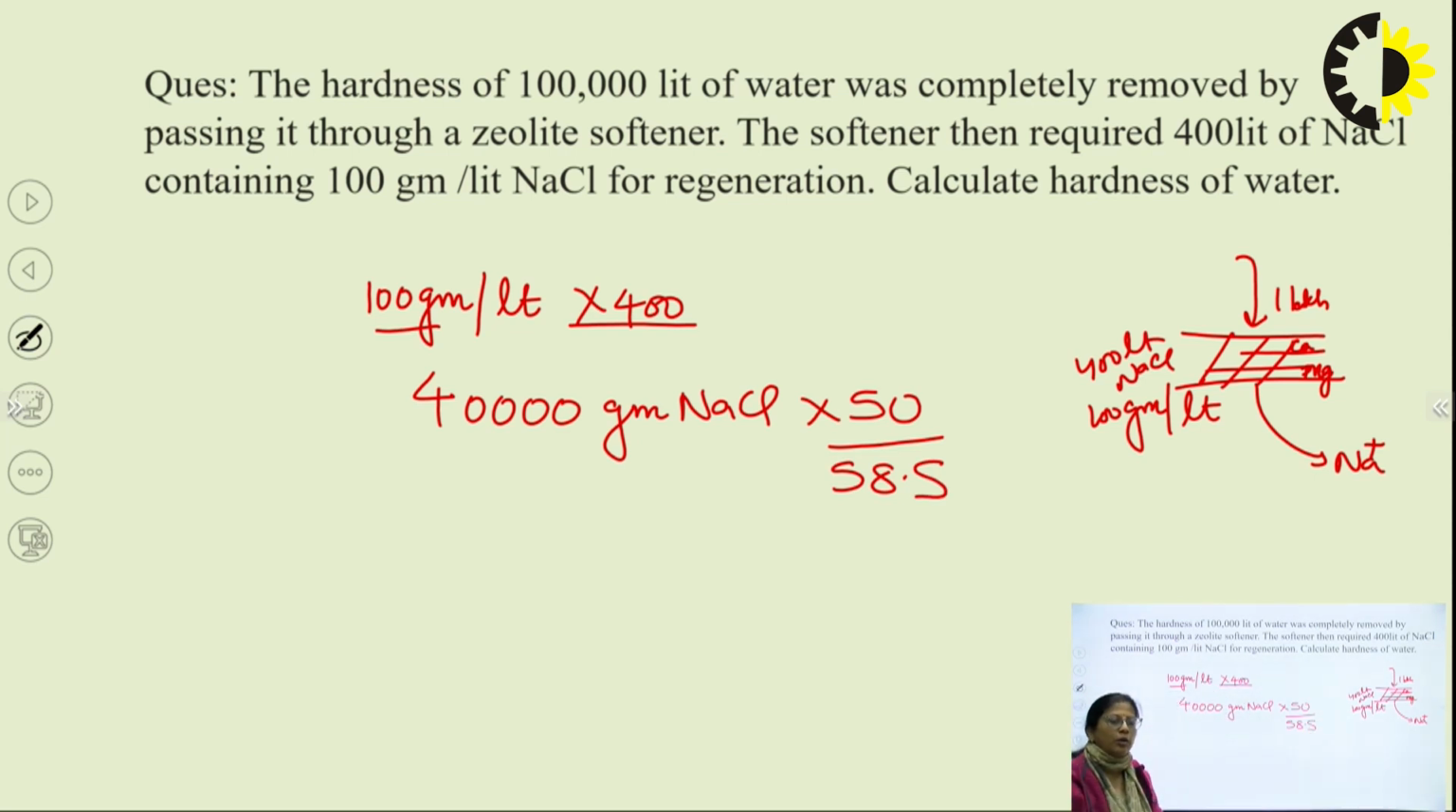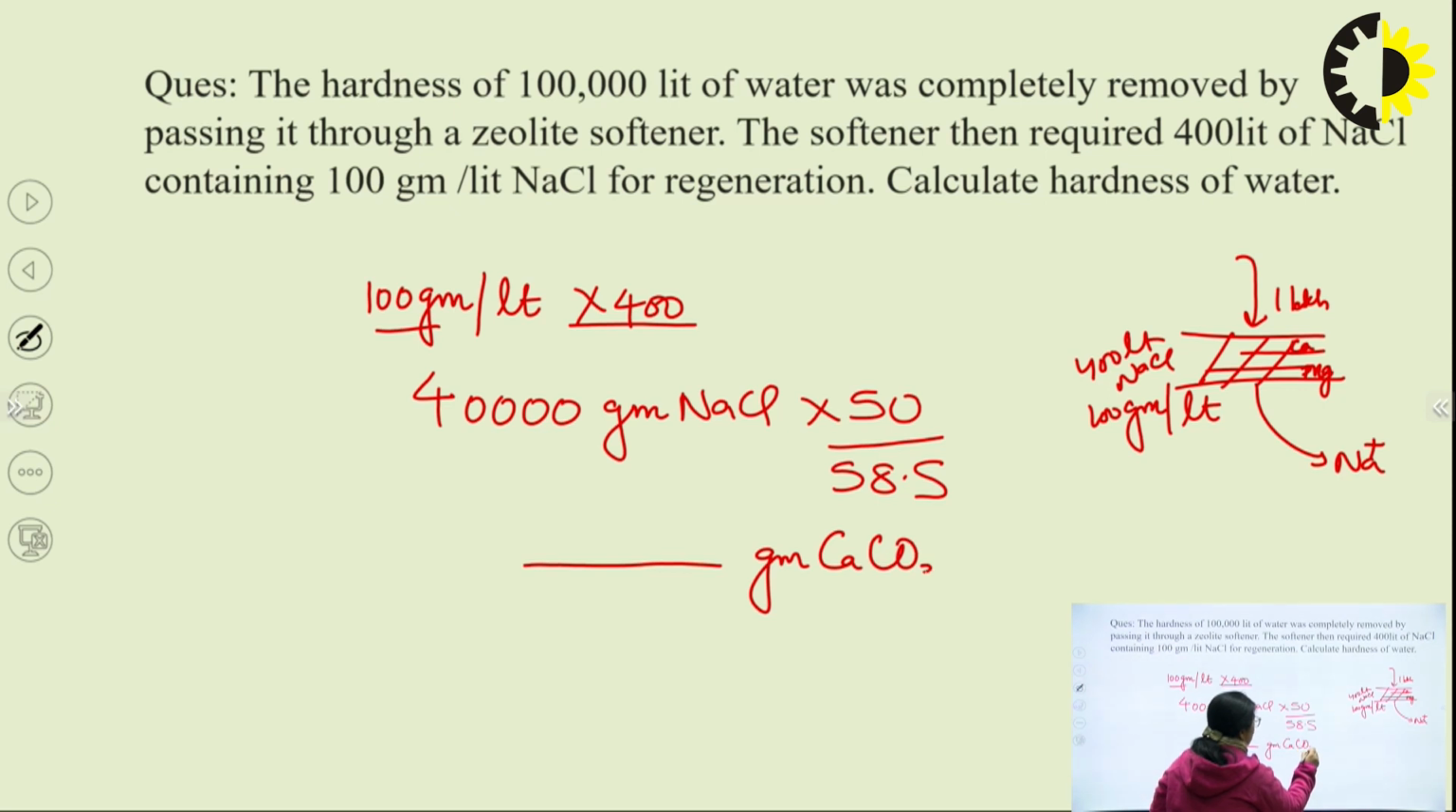Calcium carbonate molecular weight is 100, divided by 2 gives its equivalent weight as 50. And NaCl, because its N factor is 1, so 23 plus 35.5 gives you 58.5. This is the molecular weight or the equivalent weight for NaCl. They are one and the same thing. So by this calculation, we are going to calculate so many grams of calcium carbonate equivalents.